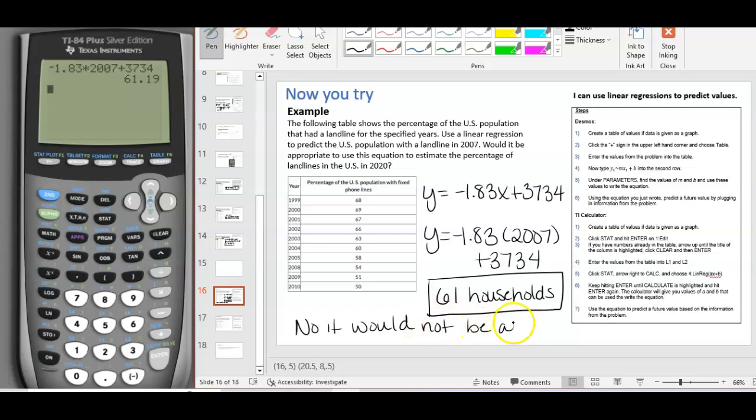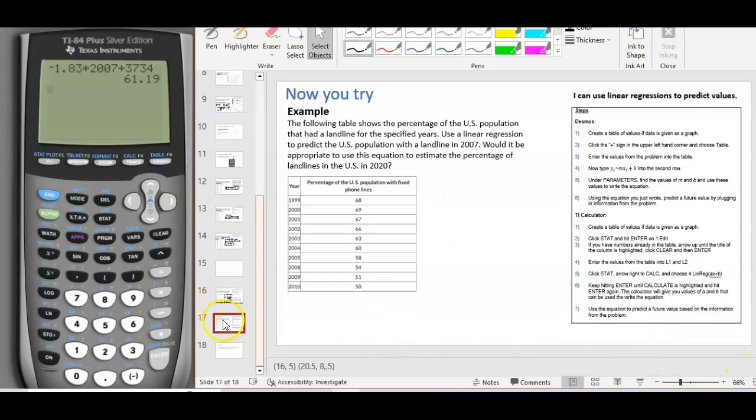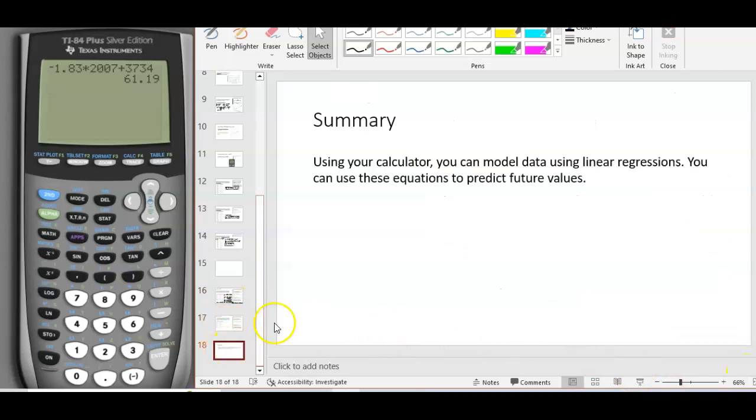Okay, and then you could say the reason is something like other factors, like cell phones came in. And so that's why we can't just say that it followed this linear relationship. Okay, so remember that using your calculator, you can model data using linear regressions, and you can use these equations to predict future values.